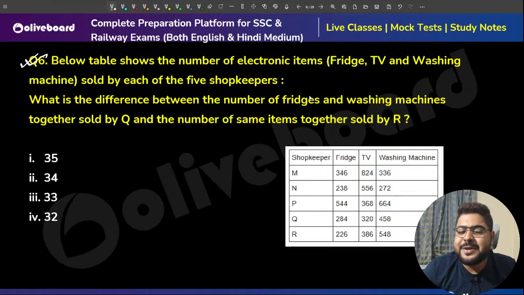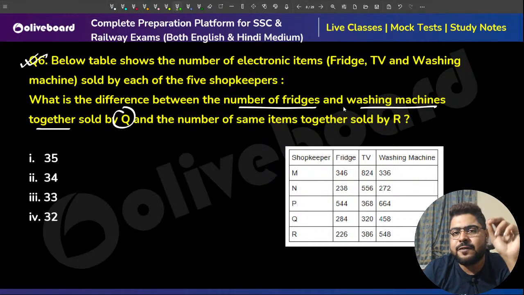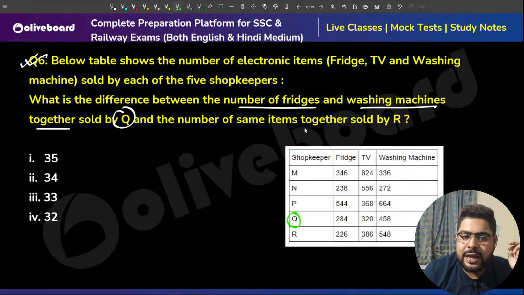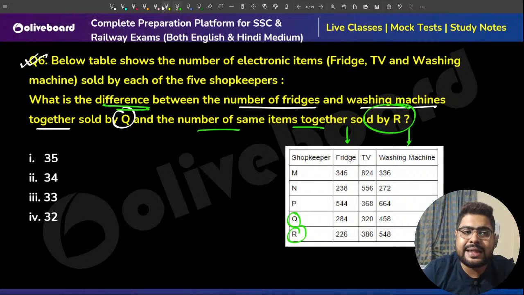What is the difference between the number of fridges and washing machines sold by Q, and the number of same items together by R? Data picking is the first step of any DI. Q we are talking about: fridge here, the washing machine here. They are asking the difference. So do one thing, do not add then subtract. I'll do the subtraction together.